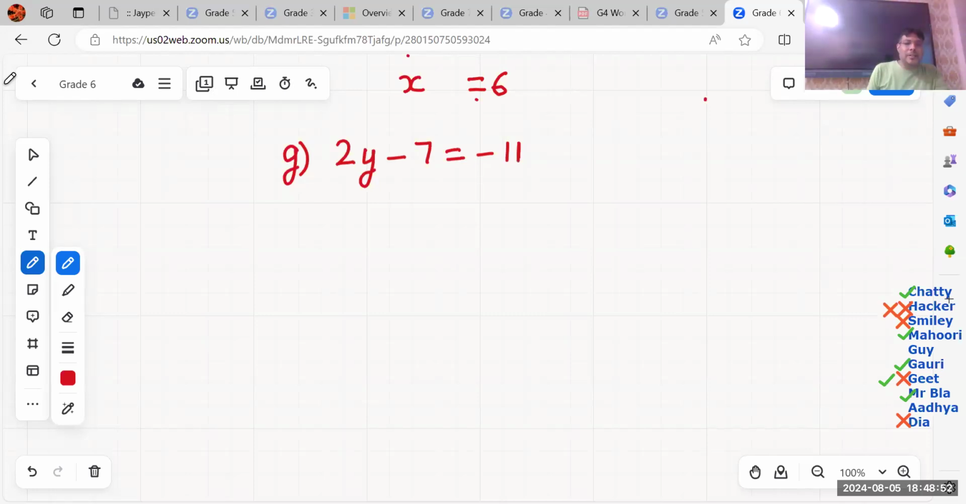So, Hacker, which is the first step that we'll do, Hacker and Diya? So first we will do 2y is equal to minus 11 plus 7. Diya, what is the first step that we will do? So 2y equals to minus 7 minus 11. Smiley, which is the first step that we will do?